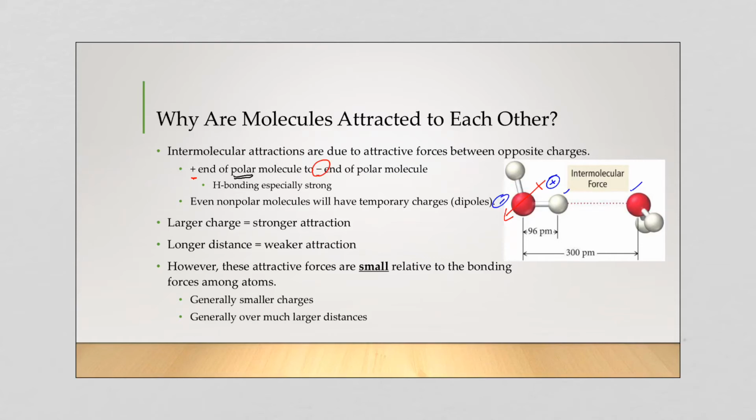Now, one thing to keep in mind throughout this chapter when we're talking about intermolecular forces is that we will talk about some being very strong, some being very weak, but they are all small compared to actual chemical bonds. So we can see here that the bond between H and O in water is only about 96 picometers, whereas the intermolecular force is going to have a distance of a few hundred picometers. But any of these intermolecular forces are going to be much, much weaker than an actual bond. Okay, so we have to keep that in mind. When we talk about strong versus weak, we're just comparing it to other intermolecular forces.